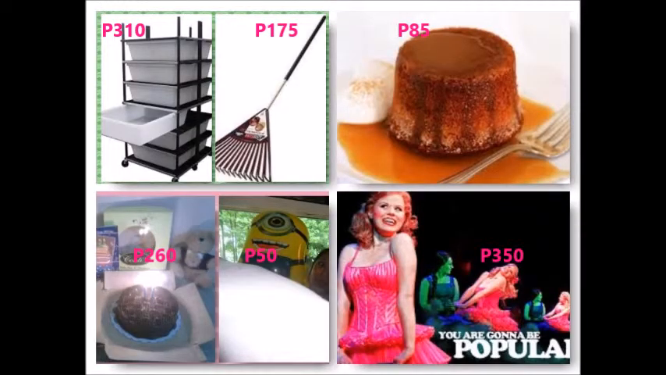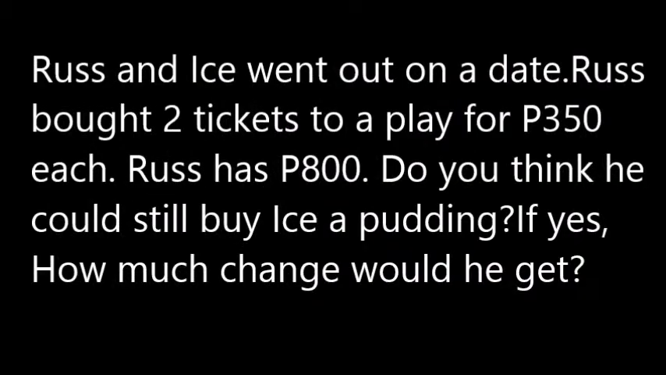Now I want you to quickly grab a pen and paper and take note of this price list. Using this price list, let's begin to solve these problems. Russ and Ice went out on a date. Russ bought 2 tickets to a play for 350 pesos each. Russ has 800 pesos. Do you think he could still buy Ice a pudding? If yes, how much change would he get?